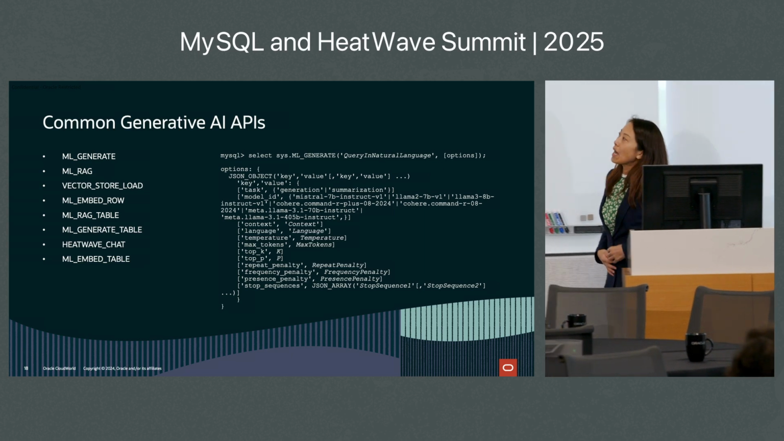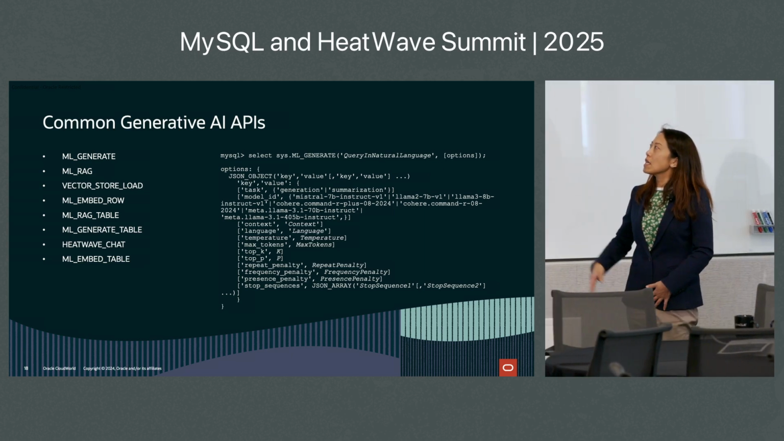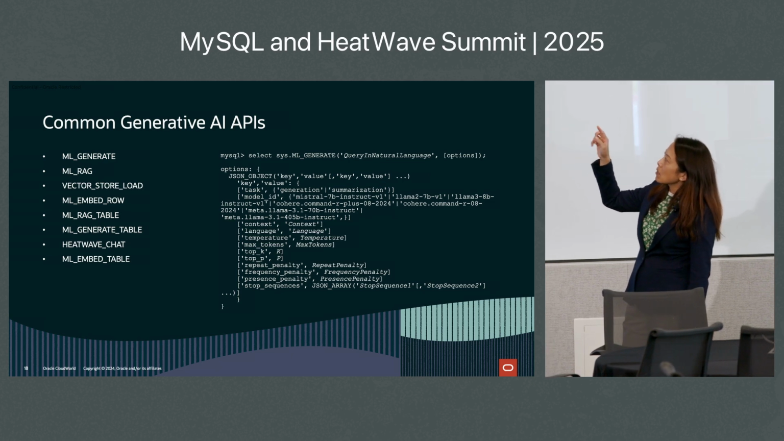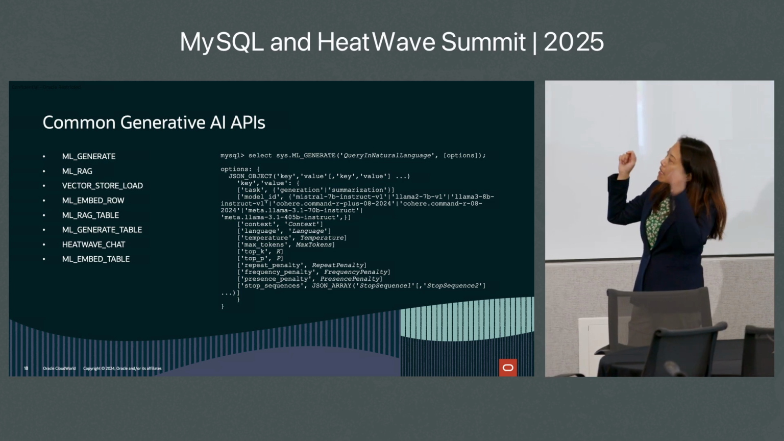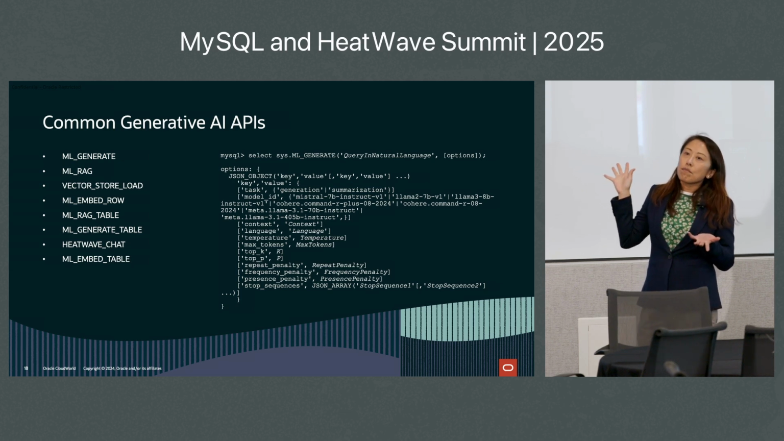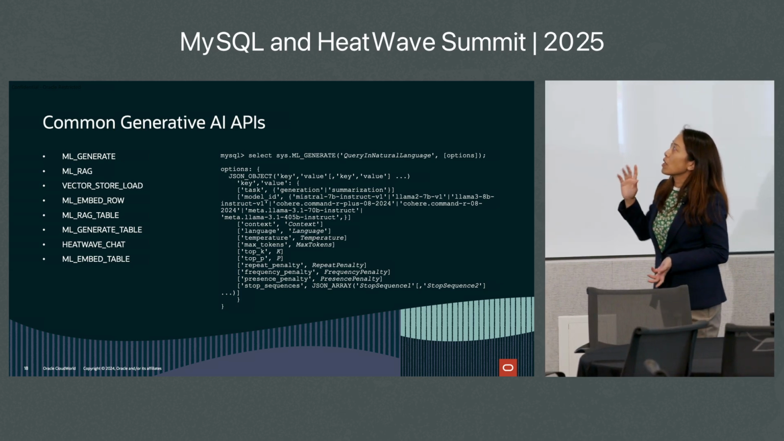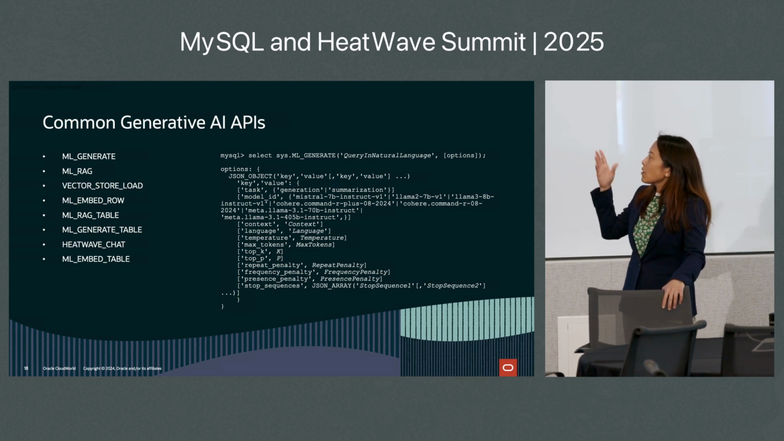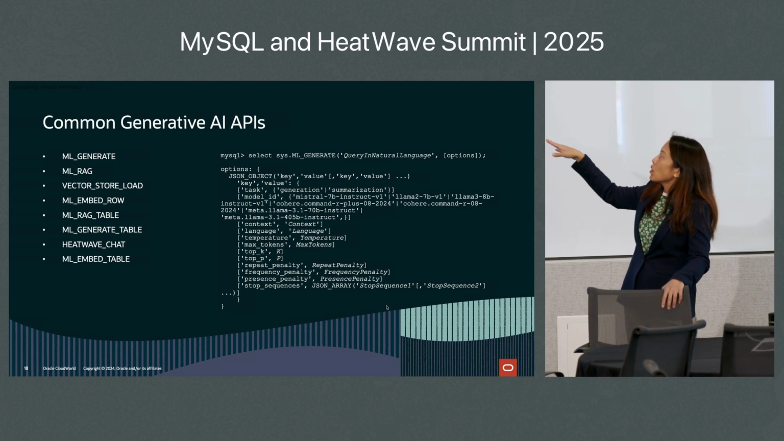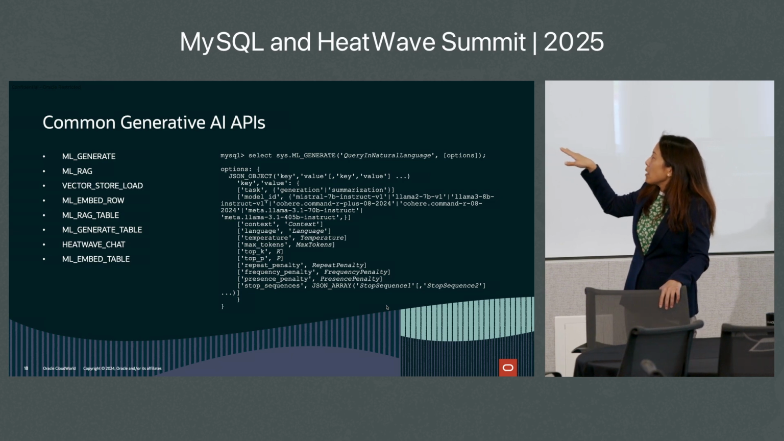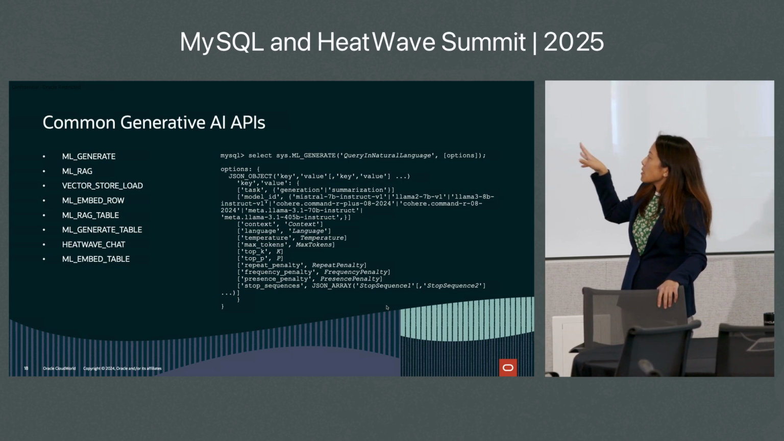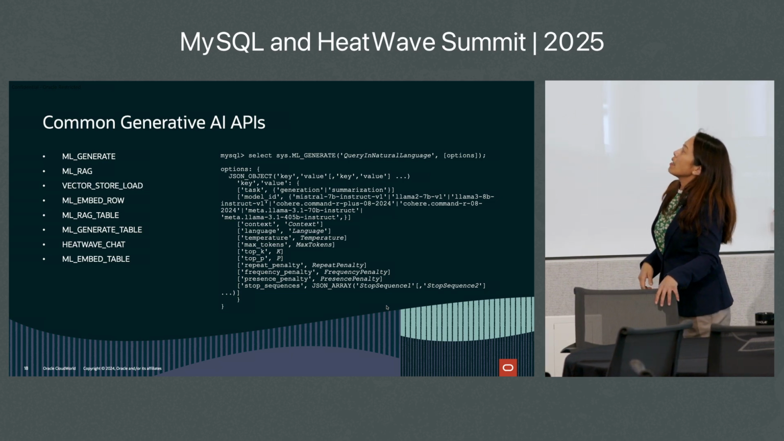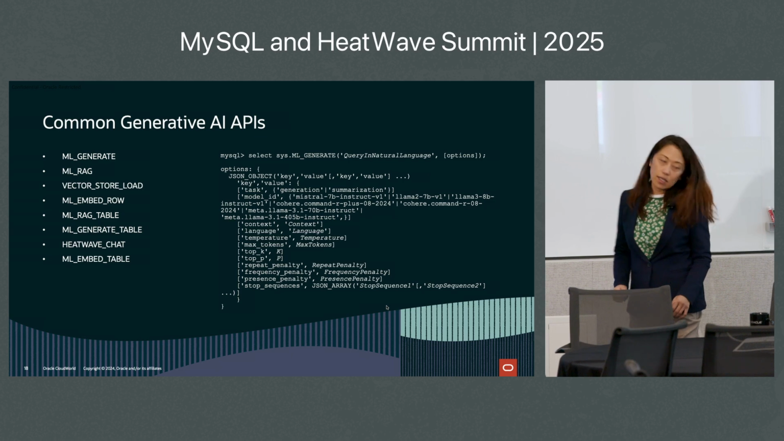So just to show you how simple it is, right? These are all the APIs that we provide. Basically, we're talking about 8 of them. And with just 8 simple SQL commands, you can build your generative AI application very easily. And of course, if you want to make any specific adjustment, we provide the parameters for you to adjust as well.